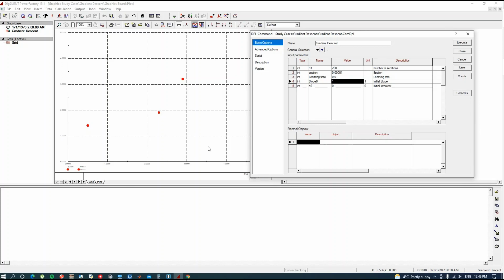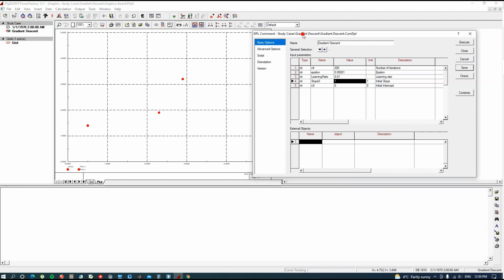In this example, we have a data set of points. In this case, it's actually 3 points, and we are going to find the equation of the line that crosses this data set of points. For this, we are going to use gradient descent.